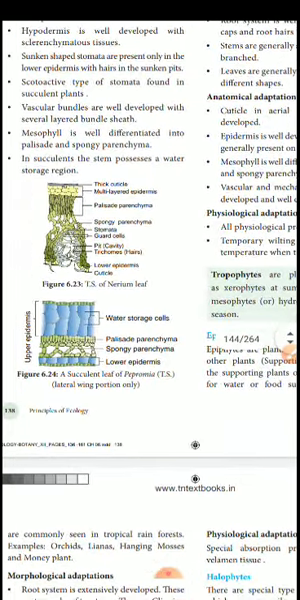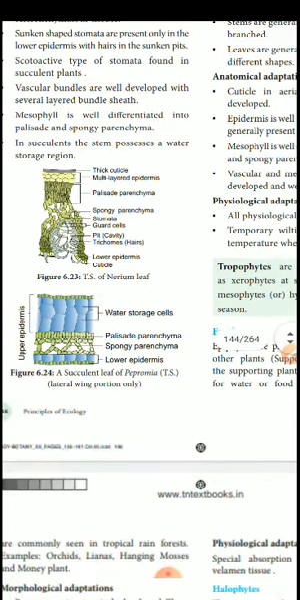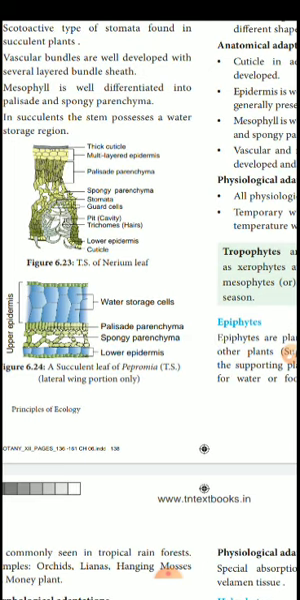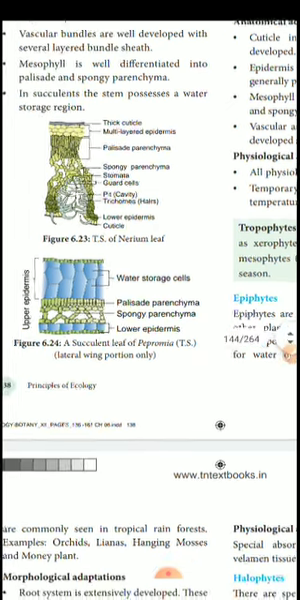See this diagram, it is a TS of a Nerium leaf, a transverse section: thick cuticle and multi-layer epidermis. Next is the palisade parenchyma cells. Next is the spongy parenchyma cells, and stomata and guard cells are present. Guard cells you studied in 10th standard. The guard cell is very important. The guard cell is present in the leaf and in a pit. This is the cavity. Next is the lower epidermis and cuticle.